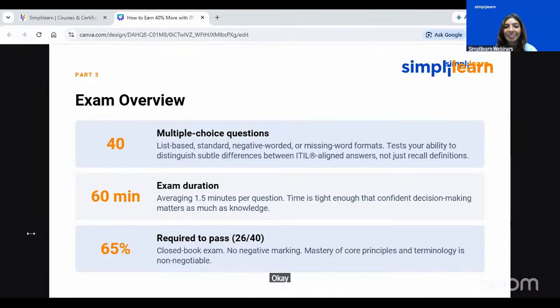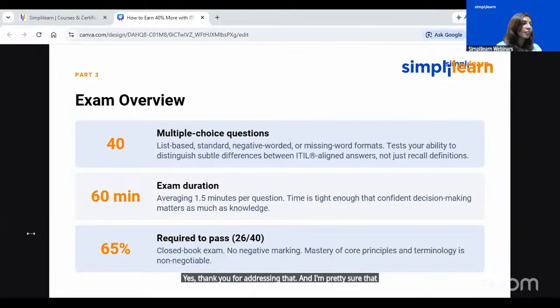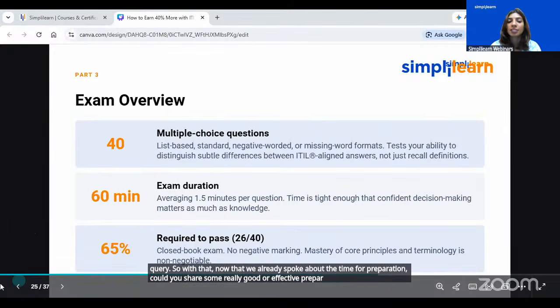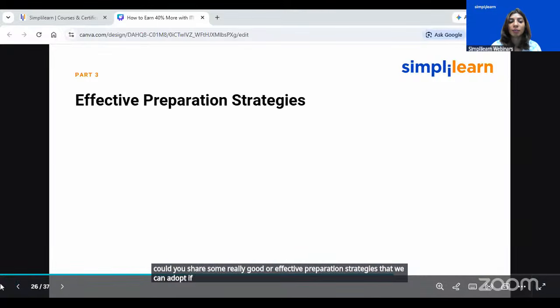Yes, okay, thank you for addressing that, and I'm pretty sure that clarified the query. So with that, now that we already spoke about the time for preparation, could you share some really good or effective preparation strategies that they can adopt if they are interested in preparing for this exam?